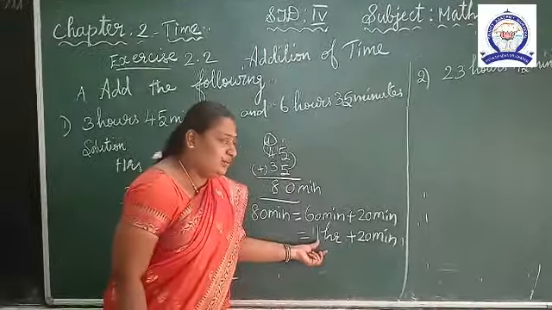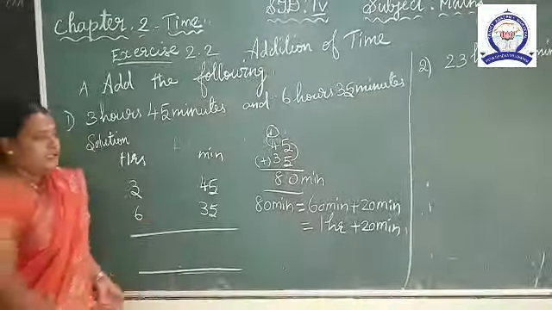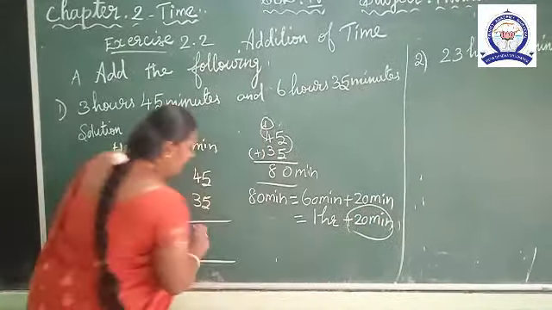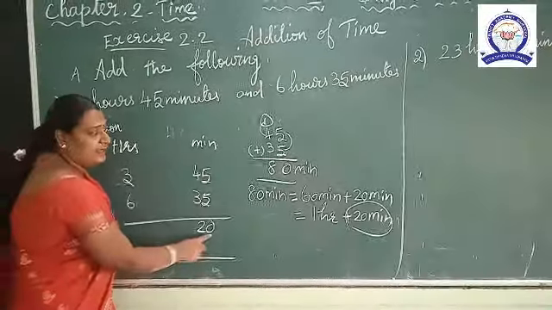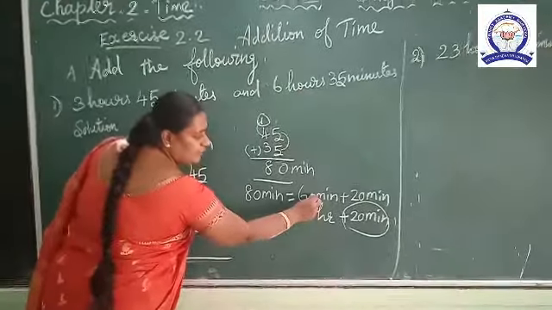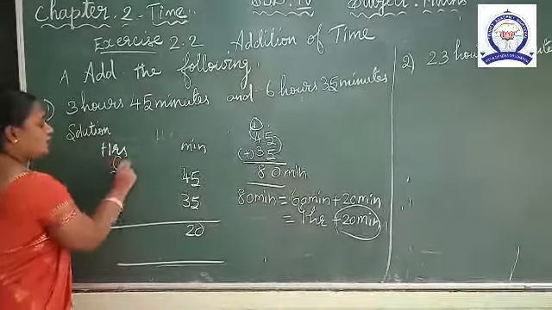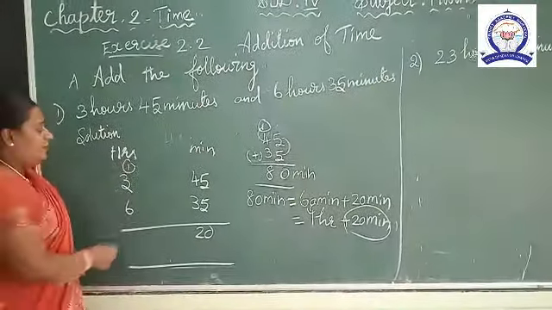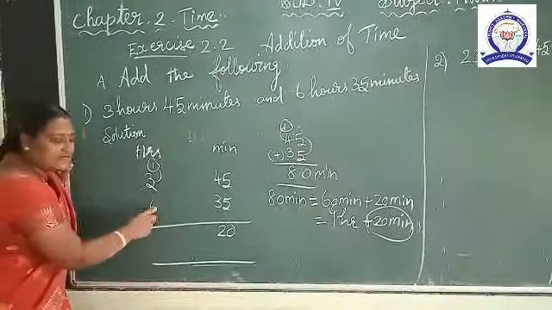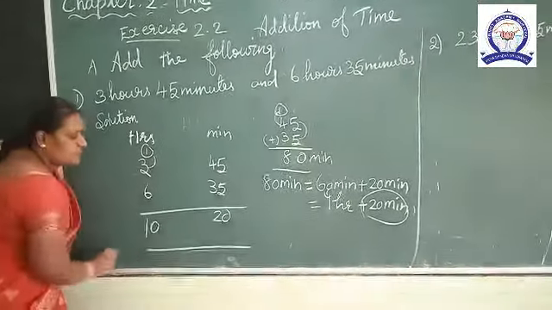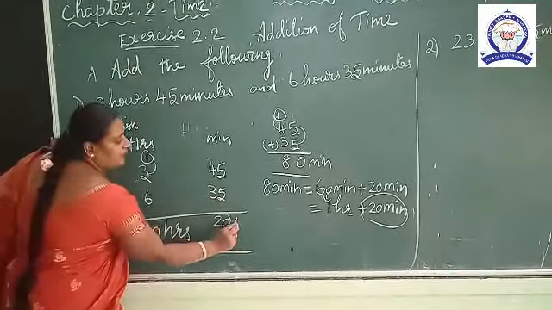Now what you have to do is you write 20 minutes in the minutes column. So this 20 minutes, we write here. Instead of writing 60 minutes, we write 1 hour. So 1 is carry over to the hours column. Now you add 3 plus 1, 4, 4 plus 6 is 10. So your answer is 10 hours 20 minutes.